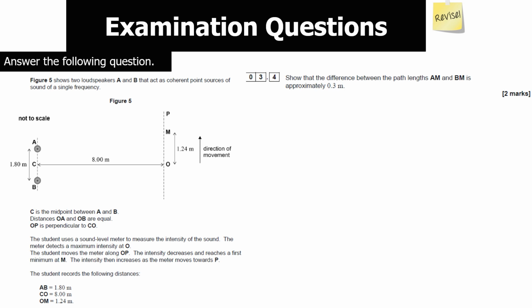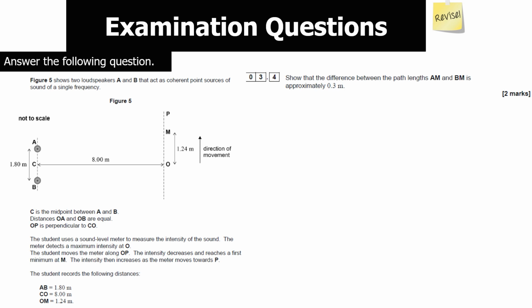Now the next question says, figure 5 shows two loudspeakers, A and B, that act as coherent point sources of sound of a single frequency. C is the midpoint between A and B, and distances OA and OB are equal. QP is perpendicular to CO, and the student uses a sound level meter to measure the intensity of the sound.